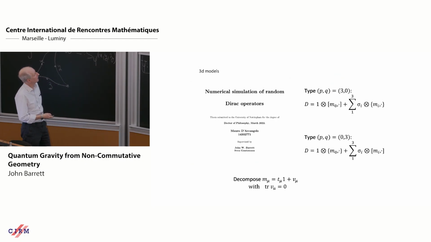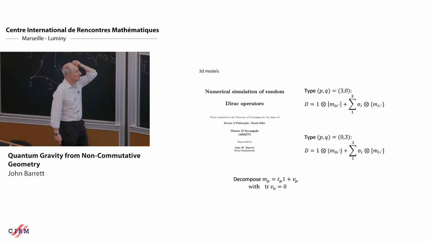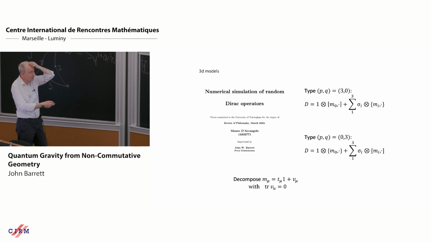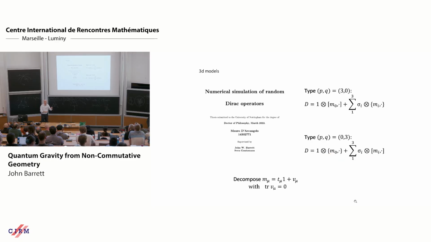So that's what we found. What my student Mauro D'Arcangelo found, looking at some more models, was some type 3-0 models and the type 0-3 model. So the 3-0 model has one commutator and 3 anti-commutators, and the 0-3, like the fuzzy sphere, has one anti-commutator and 3 commutators. And you need to remember for the next slide this decomposition. A matrix will be decomposed into T, the value of its trace, and V, the trace-free part of the matrix.